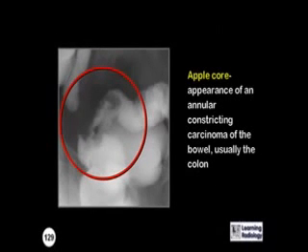This is the apple core, the appearance of an annular constricting carcinoma of the bowel, usually the colon. What is the name of this sign? Here's a clue.